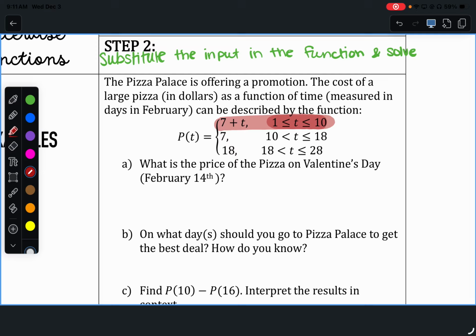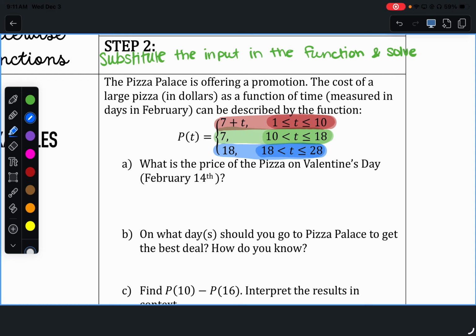10. And what does that mean in context? How much more does it cost on the 10th than on the 16th? $10. So that's what we'll say. It cost $10 more on the 10th versus the 16th.